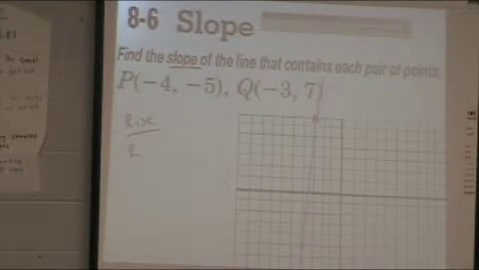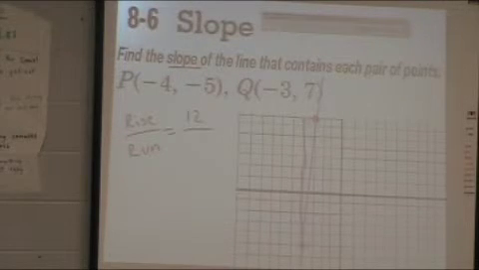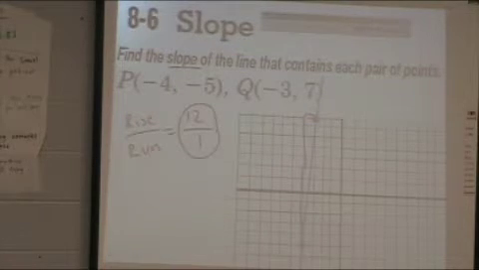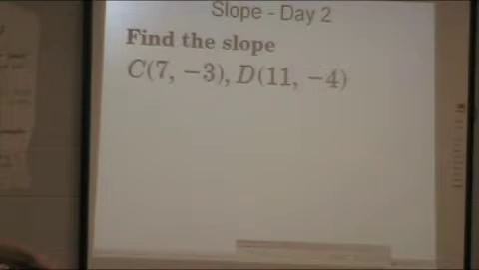Rise over run. So the way we're going to find our slope is to find how much we're rising and how much we're running. So let's count how much we're rising. We go up 1, up 2, 3, 4, 5, 6, 7, 8, 9, 10, 11, 12. So what was our rise? 12. And what's our run? 1. Yeah, we just travel over 1. So what's our slope of this line? 12 over 1.